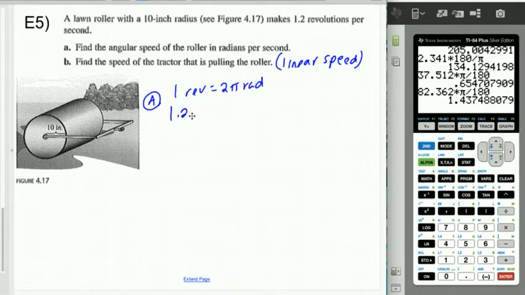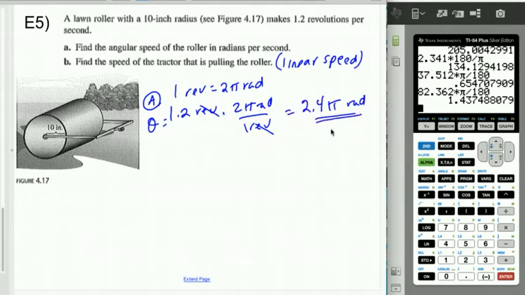So 1.2 revolutions, right, you could convert by saying that's 2 pi radians over 1 revolution. So you can figure out your angle theta: 1.2 revolutions is 2.4 pi radians. So that's my angle. That means that my angular speed is going to be that angle theta, 2.4 pi, over how fast it happened. Well, they said per second, so in 1 second.